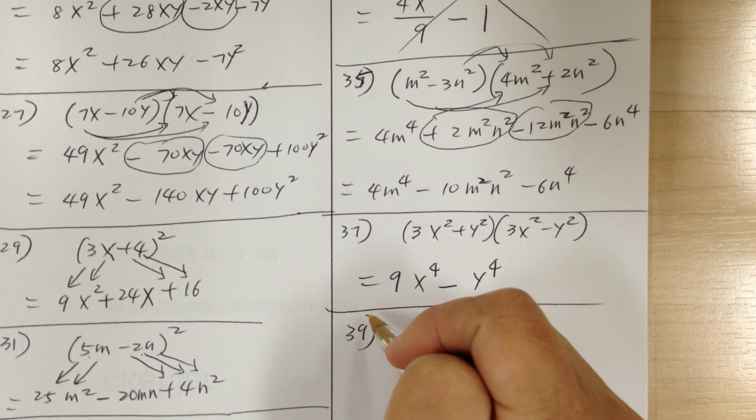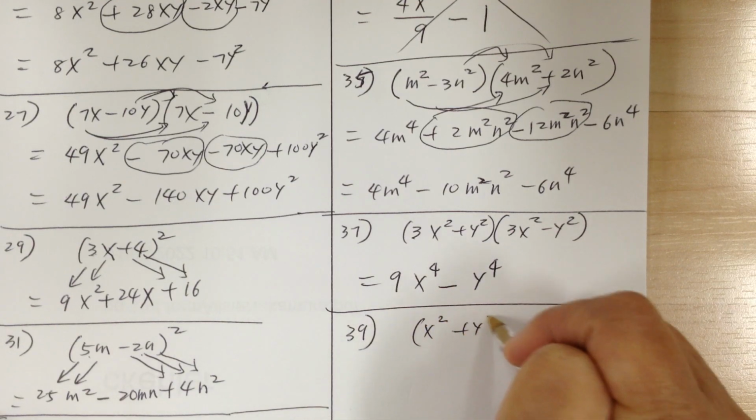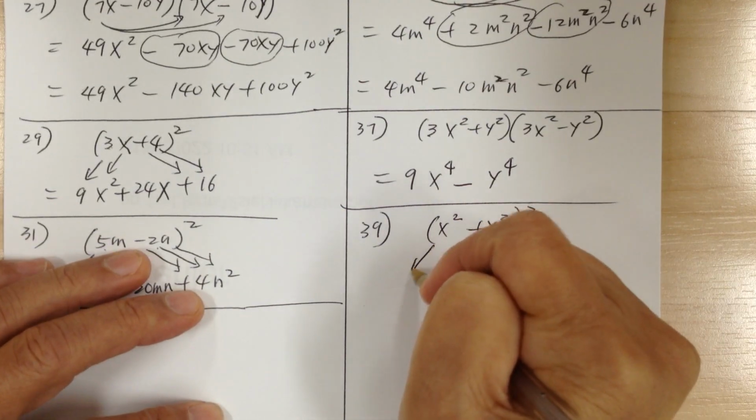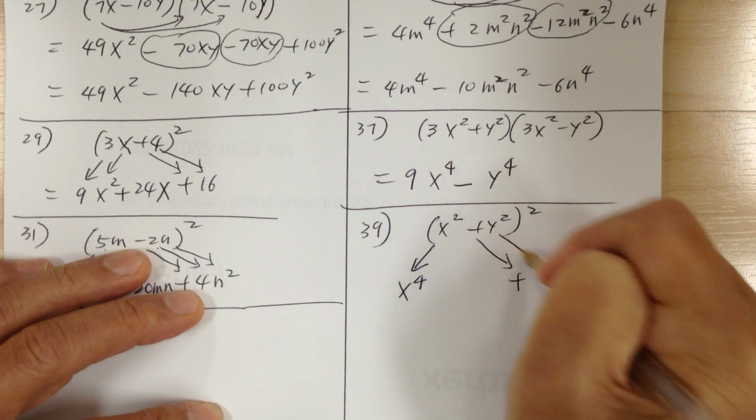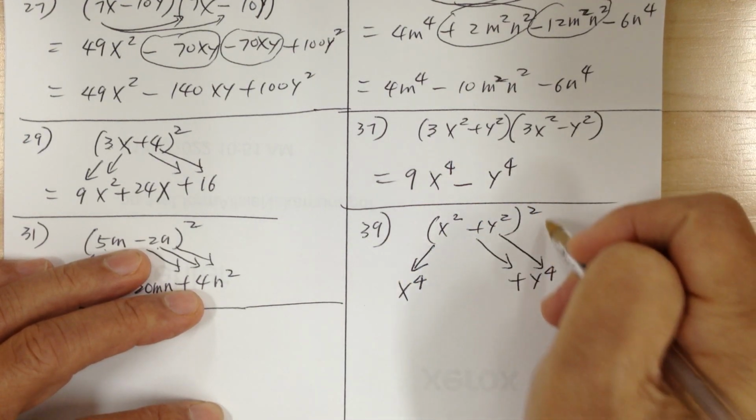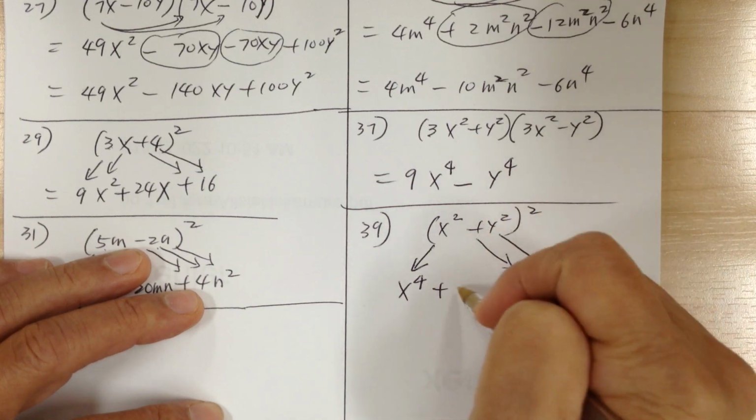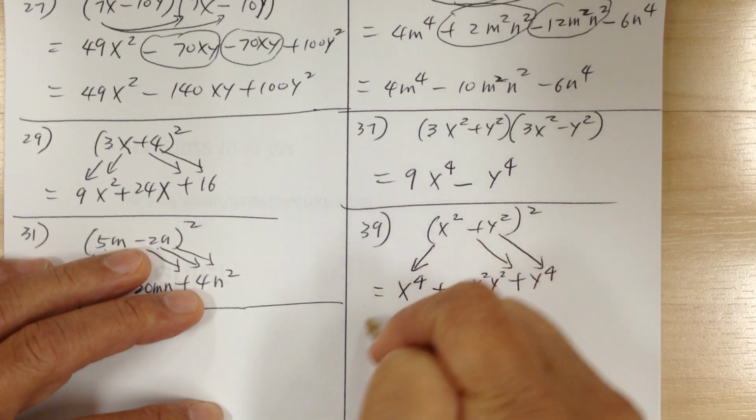Okay, 39. You have x squared plus y squared, squared. So this is a perfect square. You square this, you get x to the 4. You square this, you get plus y to the 4. So you square each part, then multiply all this together to get the middle. The sign is plus, the number is 2, and the alphabet is x squared y squared. Okay, and that's it.